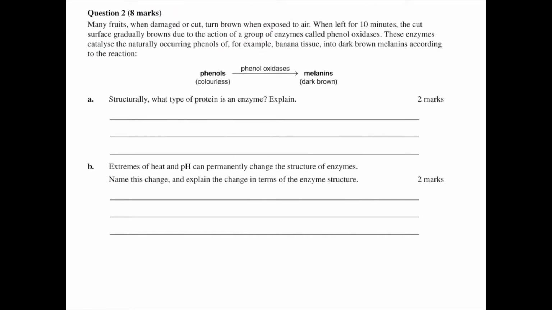Many fruits, when damaged or cut, turn brown when exposed to air. Whenever you see the word air, I want you to think of oxygen. Okay? When left for 10 minutes, the cut surface gradually browns due to the action of a group of enzymes called phenol oxidases. These enzymes catalyze the naturally occurring phenols of, for example, banana tissue into brown dark melanins, according to the reaction. Okay, so they generally always summarize it for you.